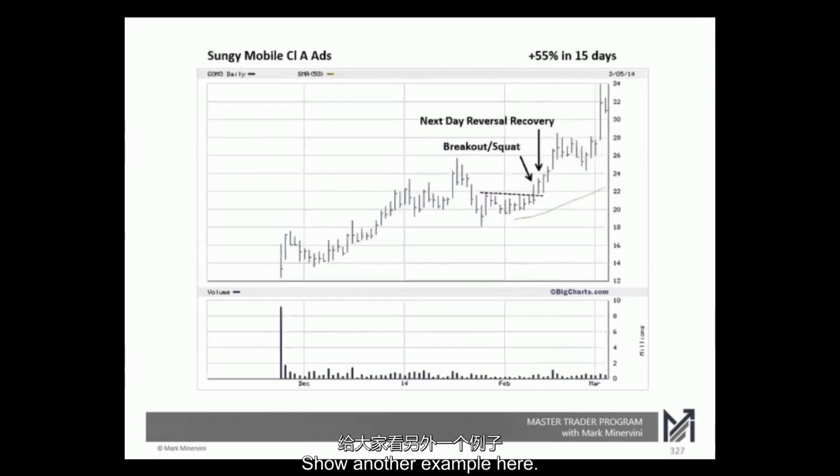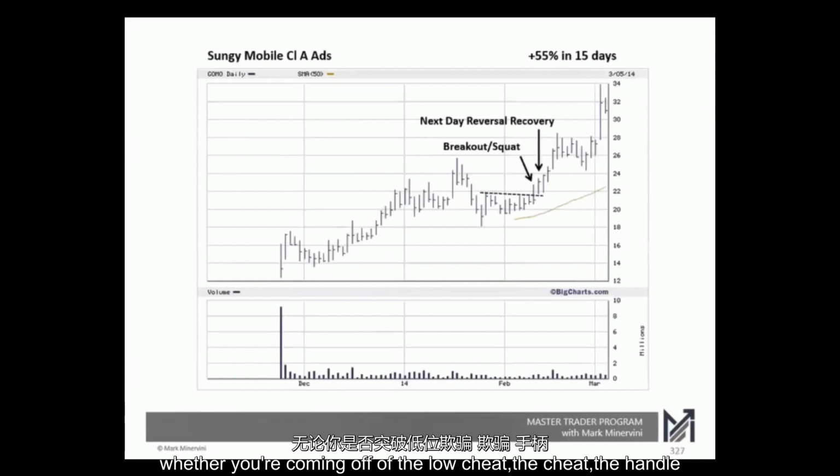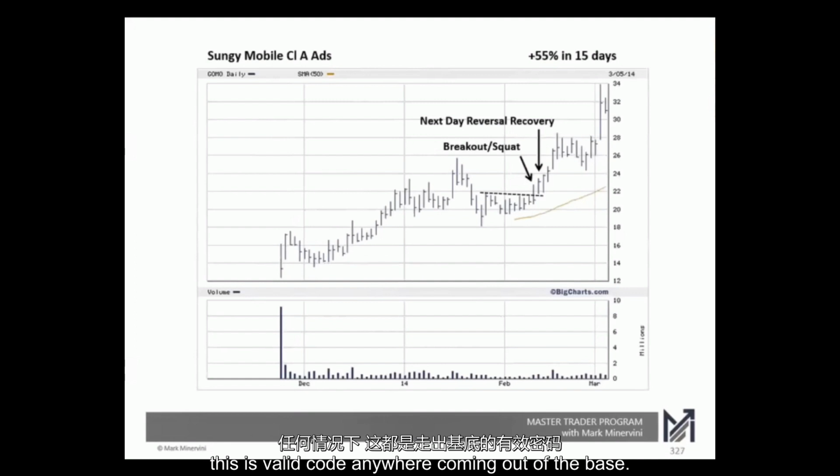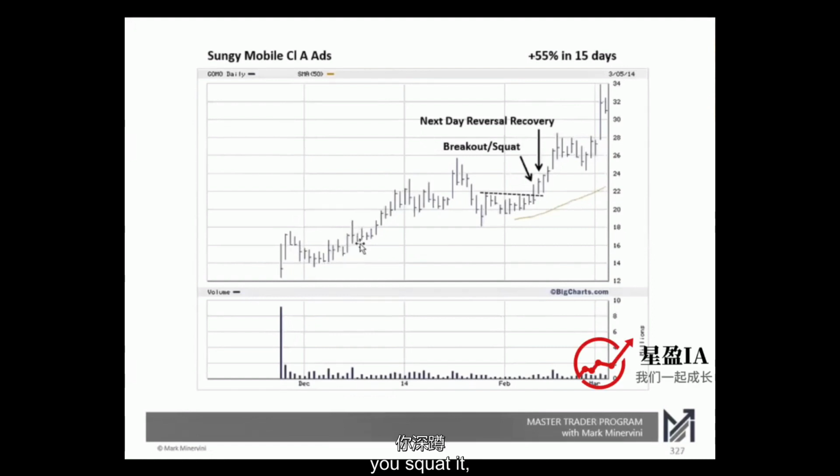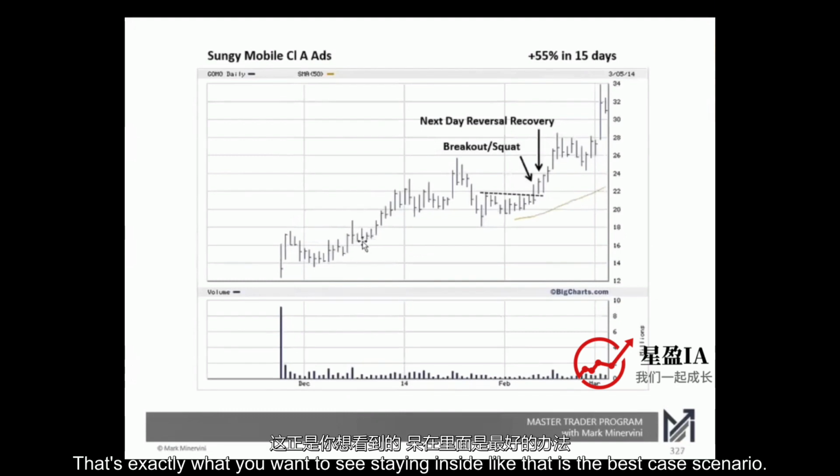Show you another example here. Now, this same concept is valid whether you're coming off of the low cheat, the handle. This is valid anywhere coming out of the base. So you can see here, you're coming off this little low cheat area, right? You had a recent, as a matter of fact, you even broke out over here. You see you squat it, and then 1, 2, 3, 4, 5 days later, 6th day, boom, you're into new high ground, and you stayed inside all those days. That's a good sign. That's exactly what you want to see.